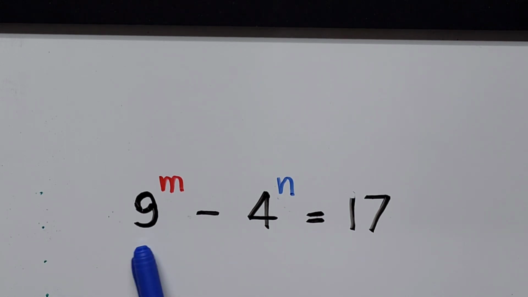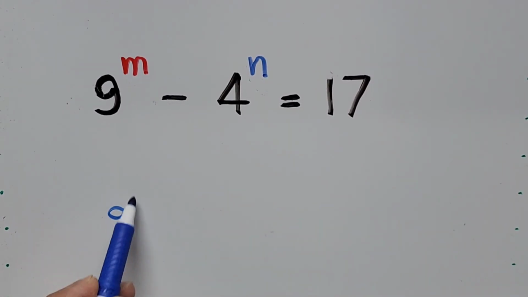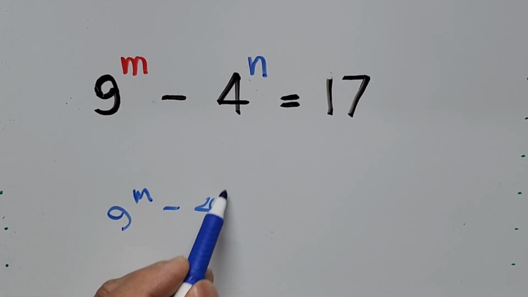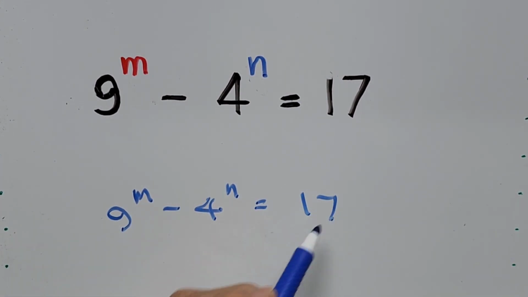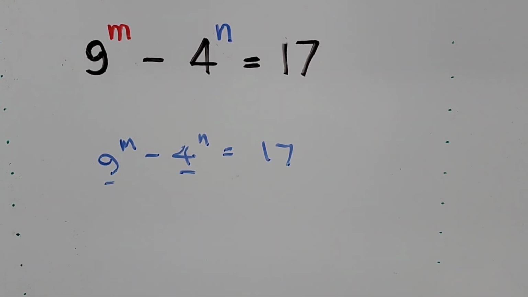If you notice, the first two terms on the left side of the equation are perfect squares. The bases, I mean to say. Alright, so let's start solving. 9 to the power of m minus 4 to the power of n equals 17. So we have here 9 and 4 are perfect squares.